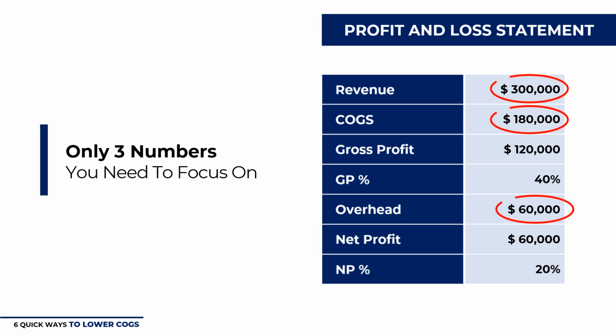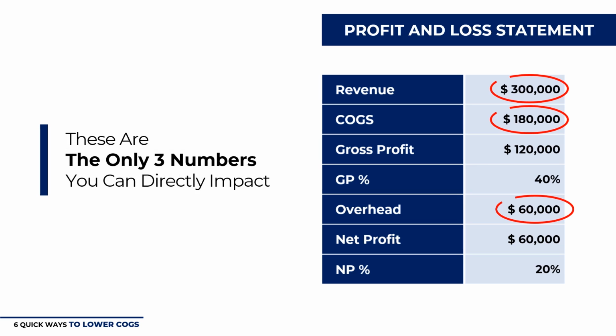The reason these 3 are so important has to do with the simple fact that these 3 are the only numbers in your P&L that you can directly impact. The remaining 4 numbers are all determined by these 3. You find gross profit by subtracting COGS from revenue, and then dividing that number by the revenue gives you the gross profit percent. When you subtract your overhead from your gross profit, you find your net profit, which you then divide by revenue to determine your net profit percentage. So, the 3 numbers that you can directly impact, and the ones we're going to focus on to help you make dramatic financial gains with zero cost, are revenue, COGS, and overhead.